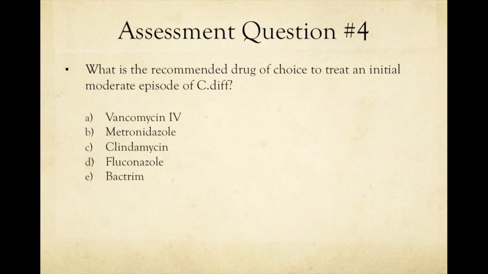Assessment question number 4. What is the recommended drug of choice to treat an initial moderate episode of C. diff? Option A, vancomycin IV. Option B, metronidazole. Option C, clindamycin. Option D, fluconazole. And option E, Bactrim.